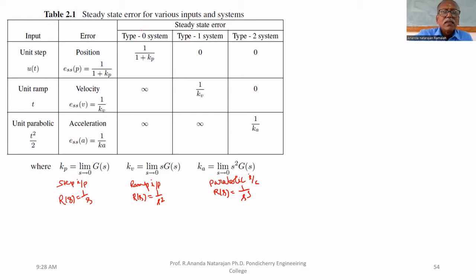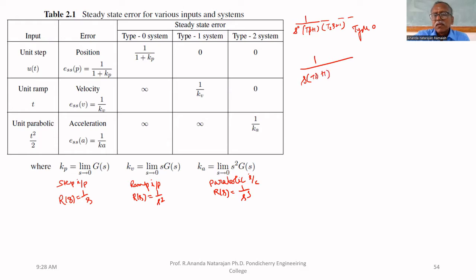Similarly, we have seen three systems we considered. One is type 0 system, means it doesn't have any pole at the origin. S power 0 only we have, with factors like tau 1 s plus 1, tau 2 s plus 1, like that. So S power 0, that is 1. This is type 0 system. Type 1 system means you will have S outside.